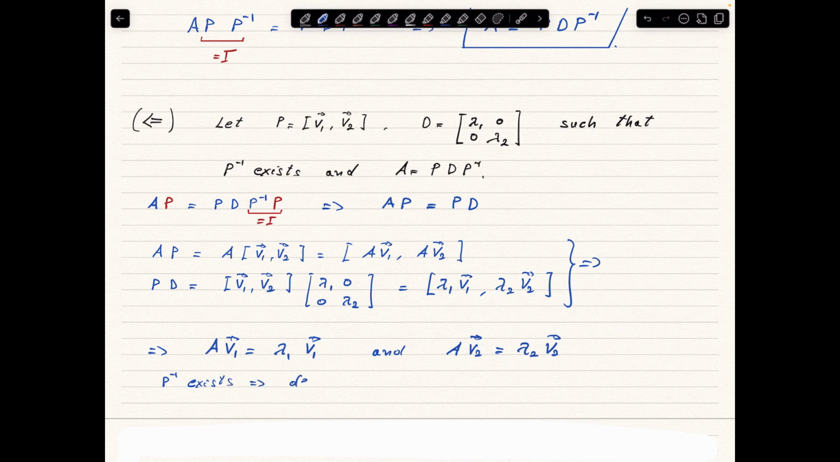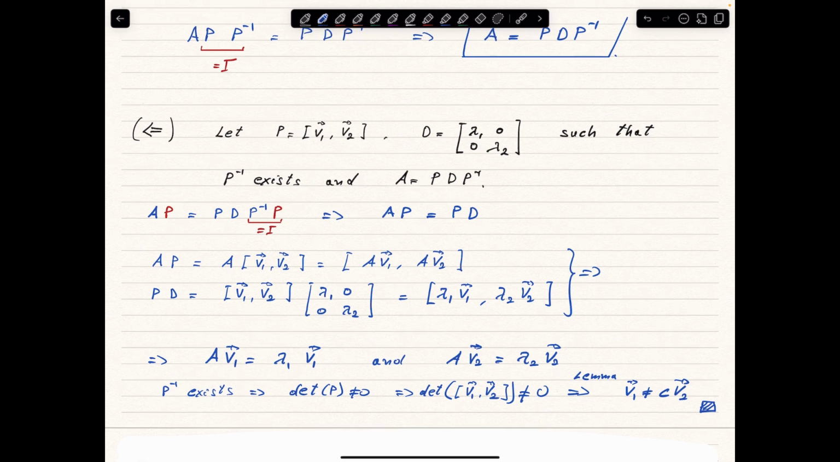That implies the determinant of P is different from 0. That implies that the determinant of v1 and v2, these two column vectors, is different from 0, and the lemma says that therefore v1 is not proportional to v2, which is exactly what we wanted to prove.